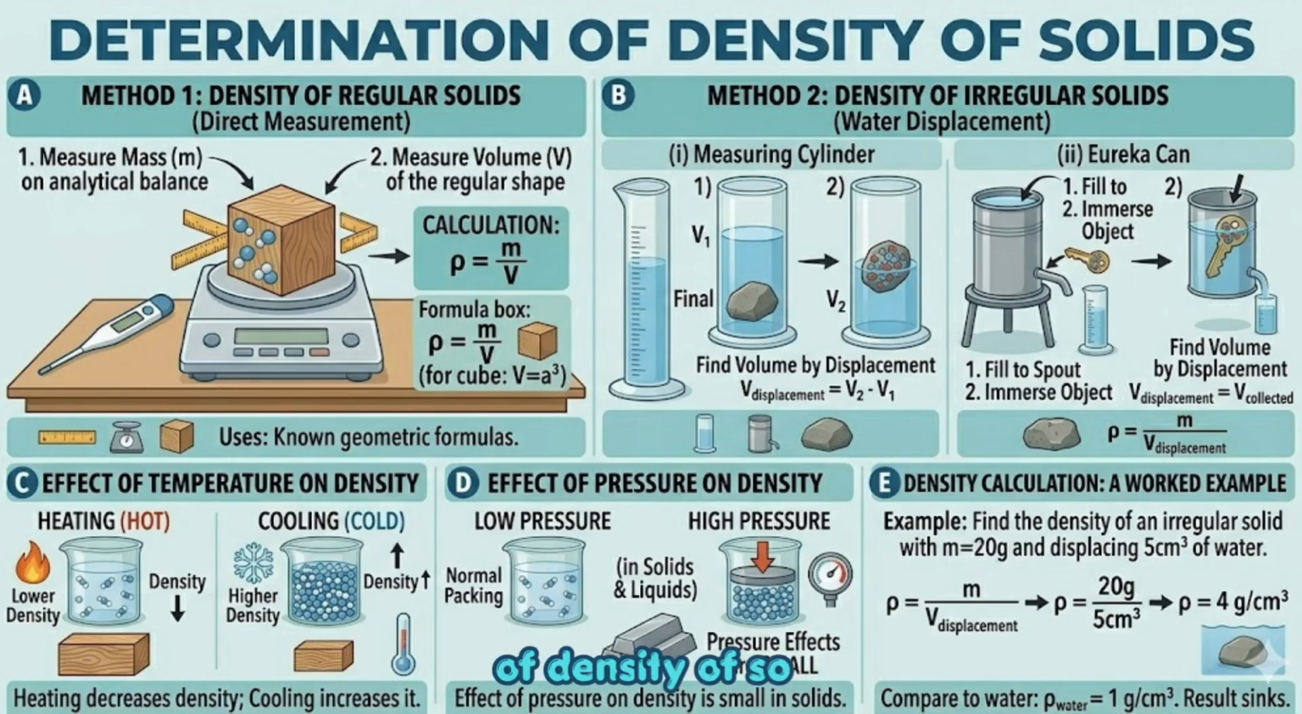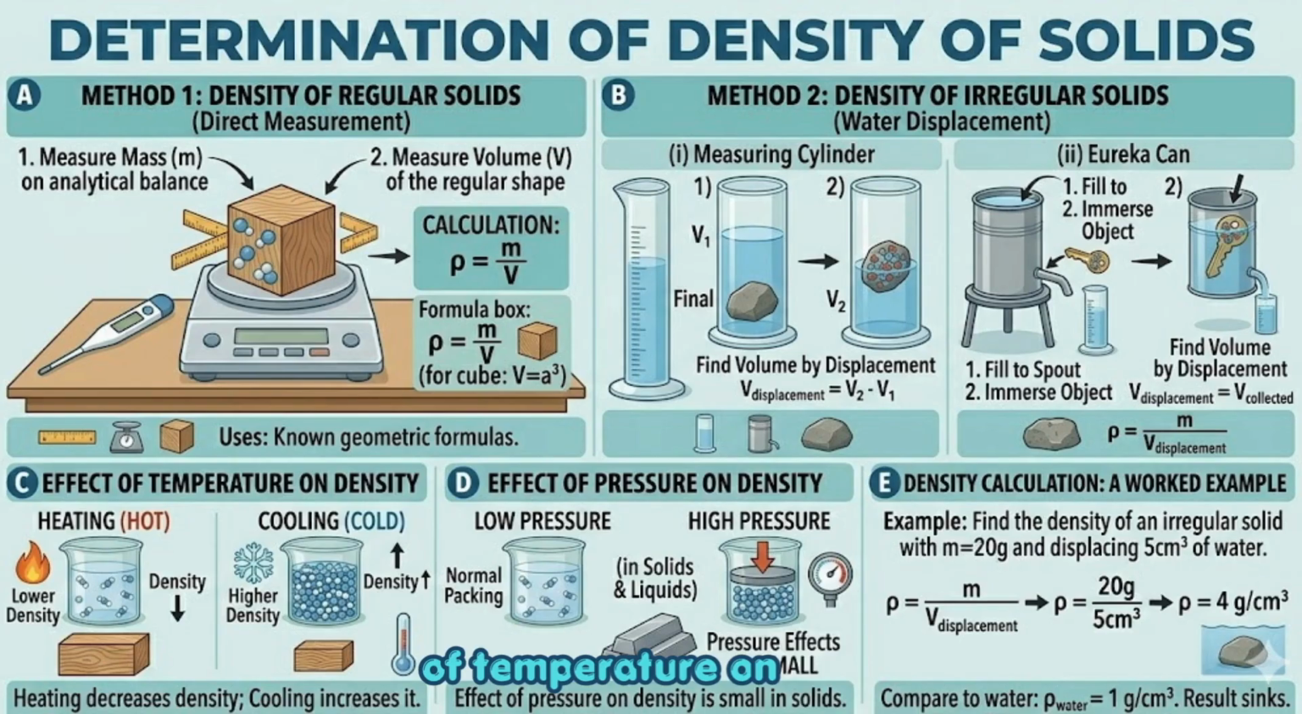Determination of density of solids. Density is found by measuring mass and volume. Solids that sink have higher density than water. Density of regular solids. For regular shapes, density is calculated using mass and volume formulas. Density of irregular solids. For irregular shapes, volume is found by water displacement using a measuring cylinder or Eureka can.